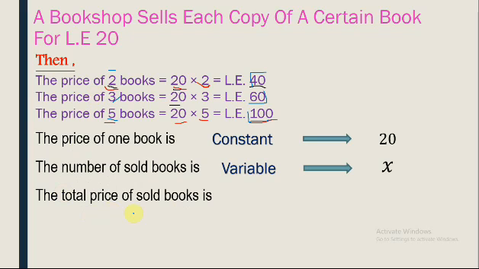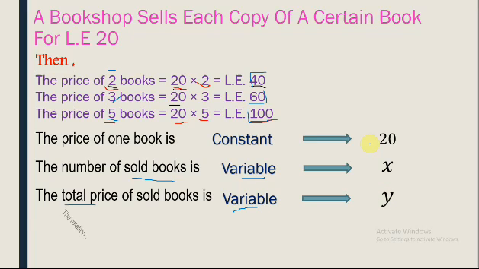And the total price of sold books. Is this part a constant or a variable? 40, 60, 100 is a variable, changeable, according to the number of the books. So, if the number of the sold books is changeable, the total price of the sold books is supposed to be variable too. If we call the number of sold books X, we can call the total price of the sold books Y, for example. Of course, we need to use different letters or different symbols here. From here, Y, X, and 20.